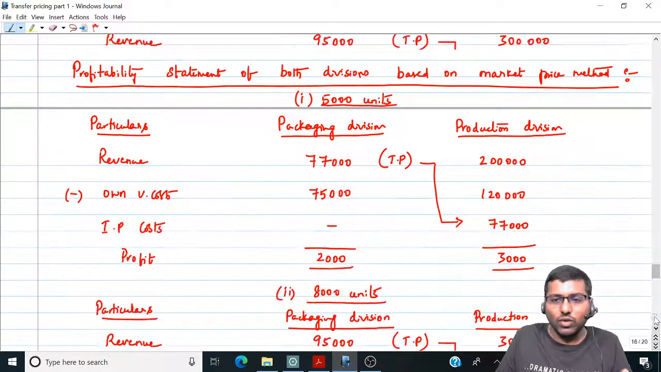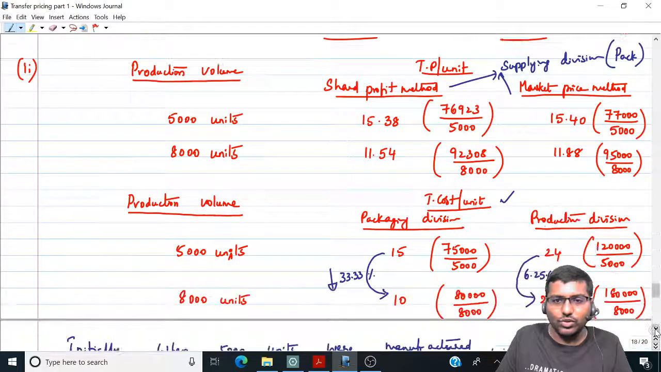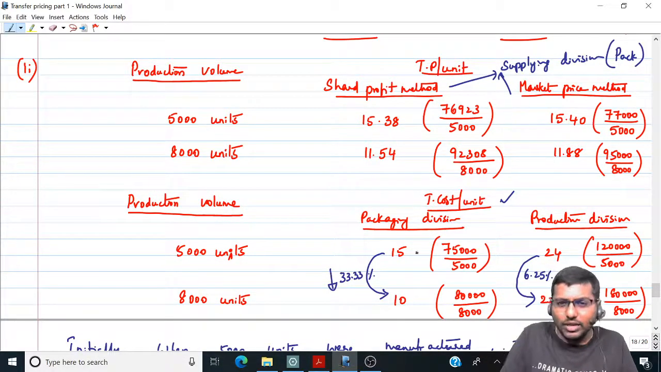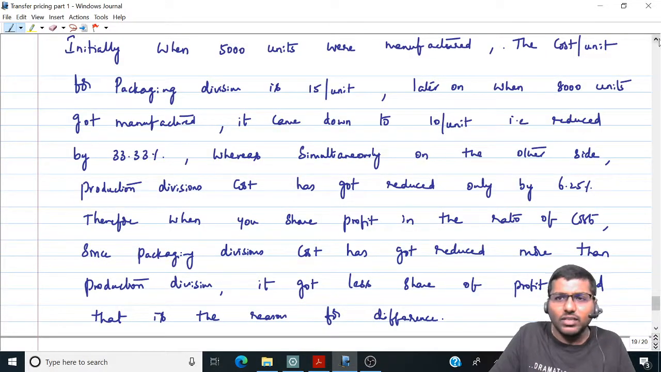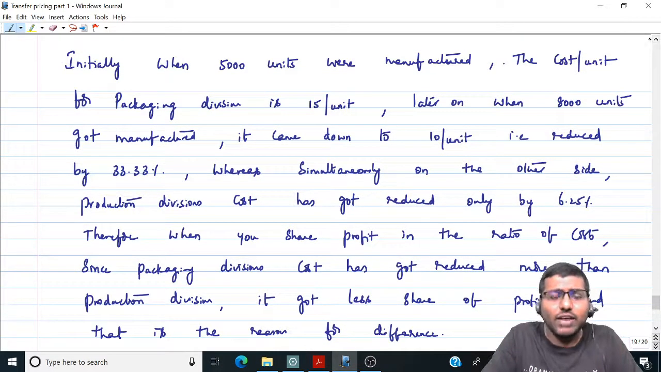As you can see here, what I've done, this is the second part of the solution. I've calculated numbers on my own. So I've calculated numbers over here. I've shown what the answer is. And even this sentence I've written myself. I've made it very simple in fact.